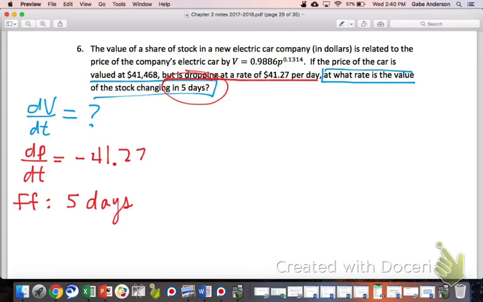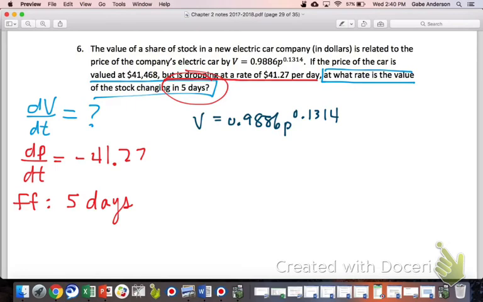And here was what was unique about this question. What relates all this stuff together? I gave it to you, didn't I? So we didn't have to think about similar triangles or Pythagorean theorem or whatever. We just had the relating equation right there. This will happen sometimes, so just be thankful and use it, right? So V equals 0.9886 P to the 0.1314. That's what relates the V and the P.